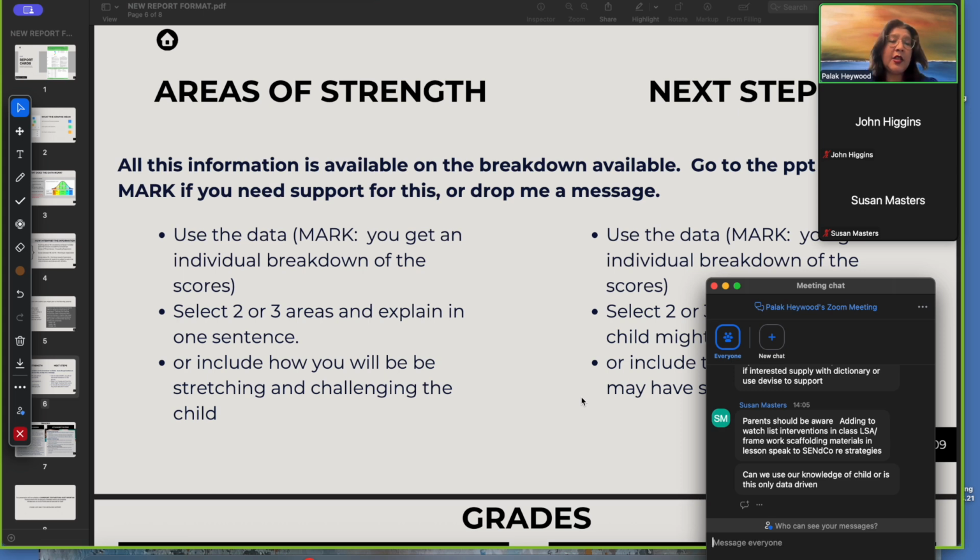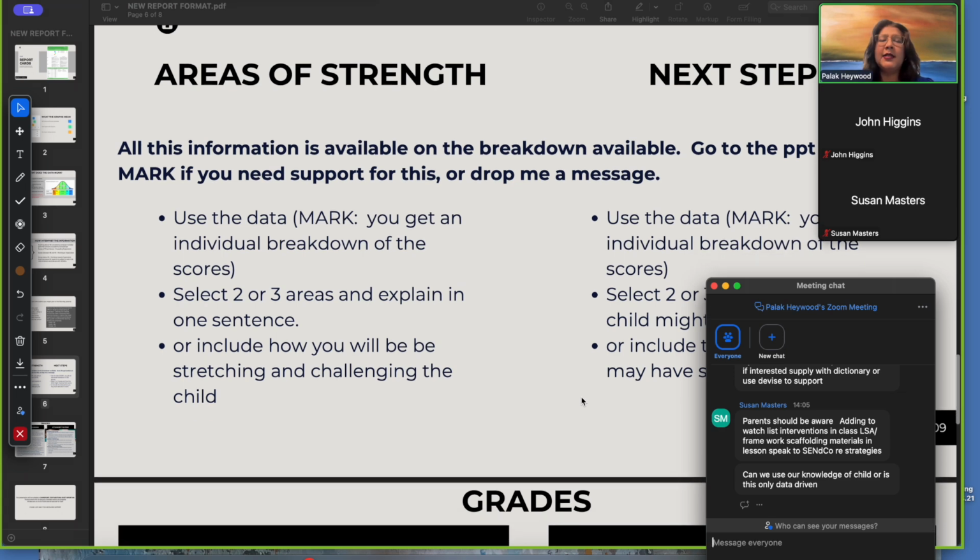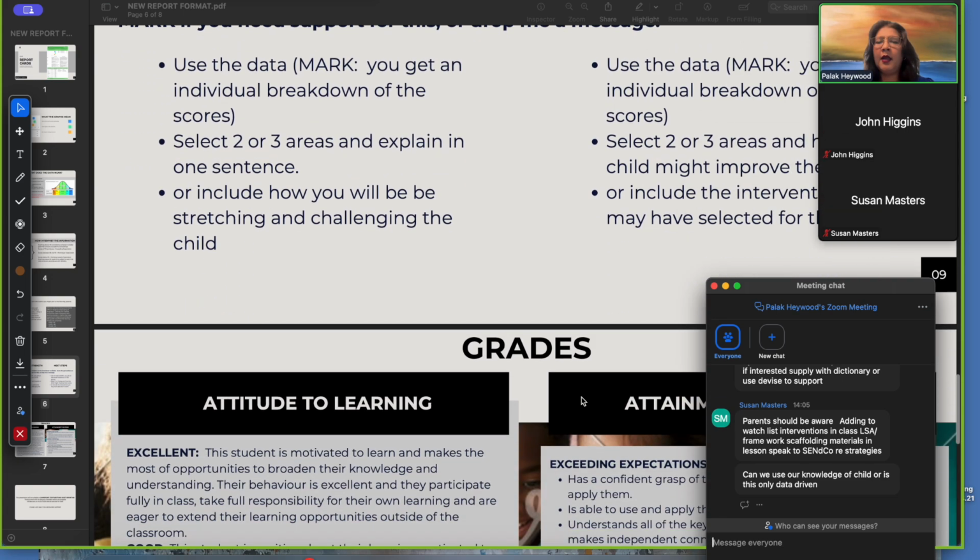Susan, absolutely, we can use our knowledge of the child. It doesn't have to be only data driven. That next steps is really important. You know those children. That data is from one day. You know them. You spend all your time with them. So that's really important that we use our knowledge when we're giving those next steps. So hopefully that's fairly straightforward. Please, it's not a huge amount of writing. It's bullet points. Keep it simple. 2 or 3 for each one.